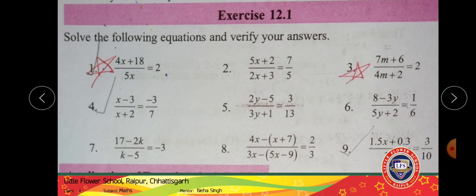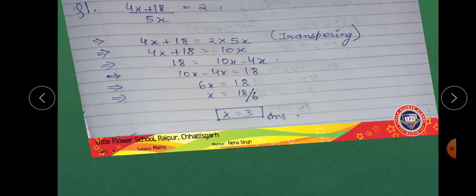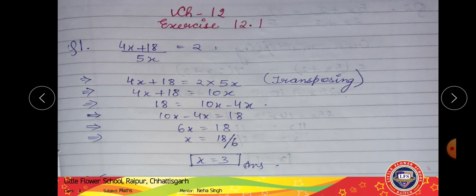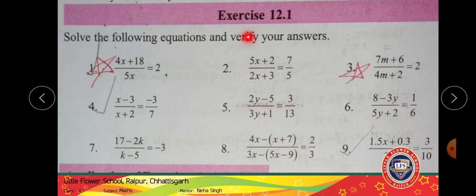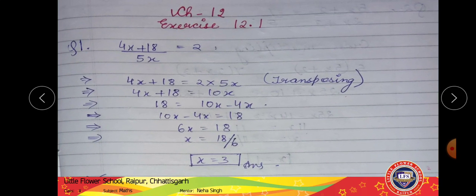See, all the questions are of the same type, right? Same steps. In the first question, see, 4x plus 18 upon 5x equals to 2. In this first question, I have solved it stepwise, and I have also done the verification part. I have done the verification part for only one question, but you are going to do the verification in each and every question, since it is asked to solve the equations and verify your answer, right? To explain, I have done it in only one question. It is very easy, you can do it by yourself.